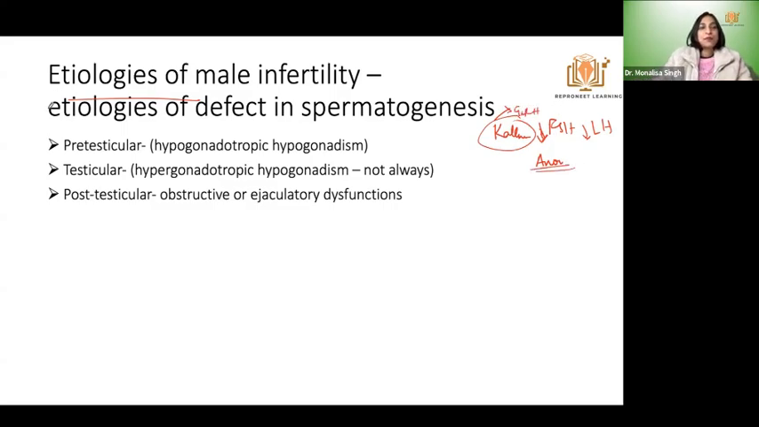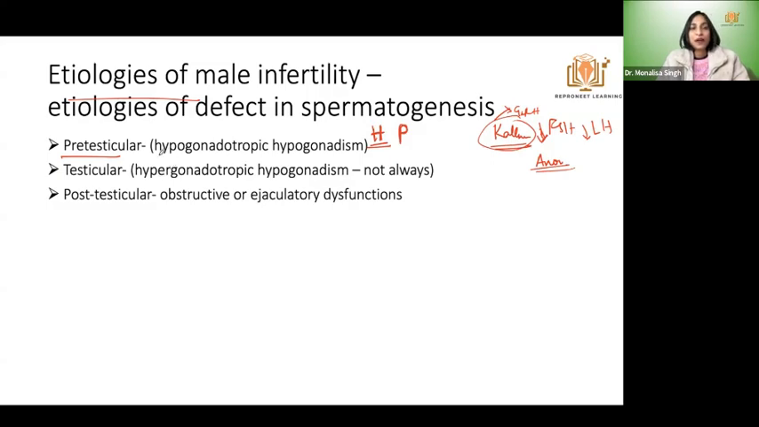Similarly, pre-testicular means the problem is at the hypothalamus or pituitary. Kallmann is a problem at the level of the hypothalamus. What happens in Kallmann syndrome? GnRH deficiency with anosmia. Because GnRH is deficient, the pituitary will not secrete FSH and LH, and you need FSH and LH for spermatogenesis, so the person will have azoospermia.